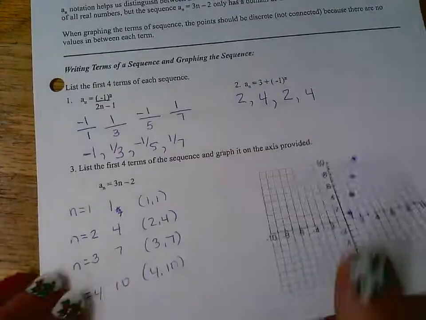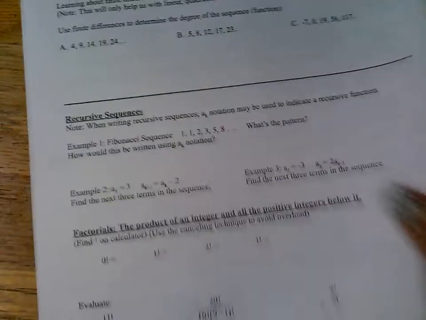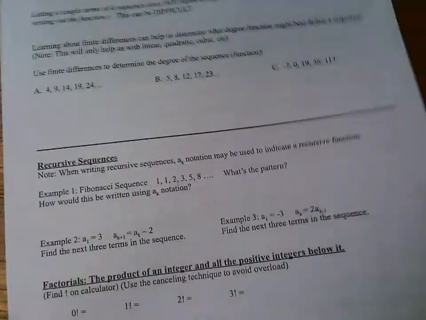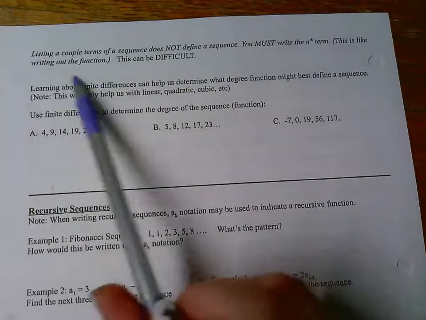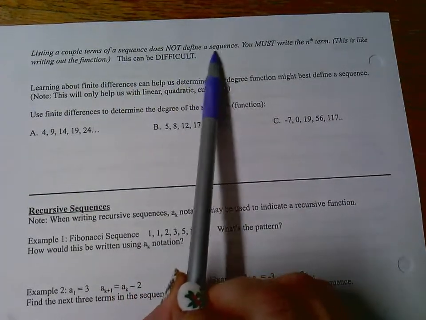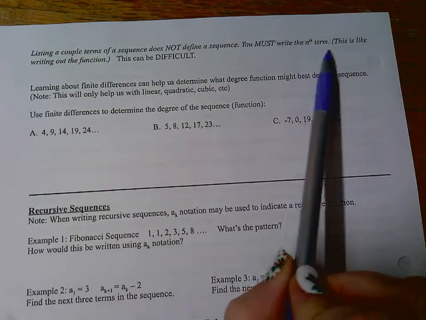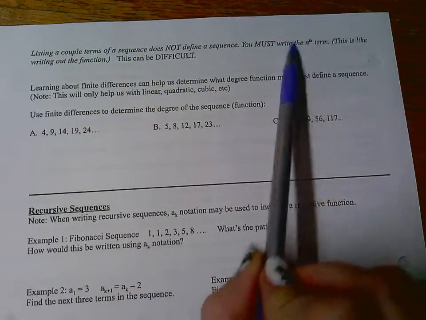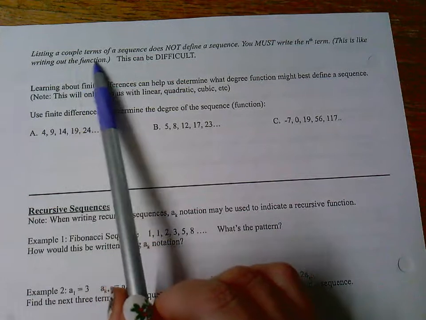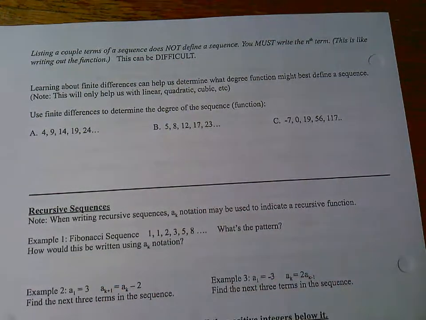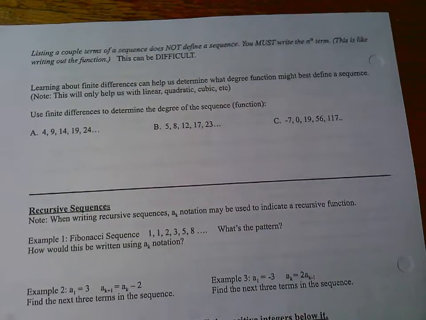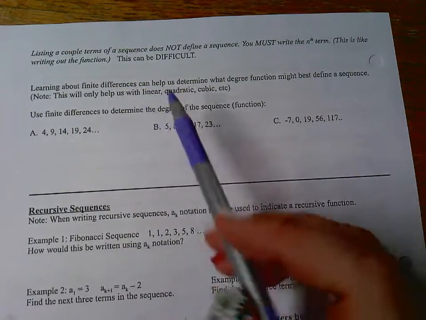All right, so the second thing to just be familiar with, just kind of good to know in math, listing a couple terms does not define a sequence. You must be able to write the terms of the sequence like a formula. So it's like writing out the function. It can be difficult. I'm not going to have you do it a lot. I'm not focusing on sequences. This is pre-calculus. We're actually going to be focusing on series. But to get to series, we need an understanding of sequences.